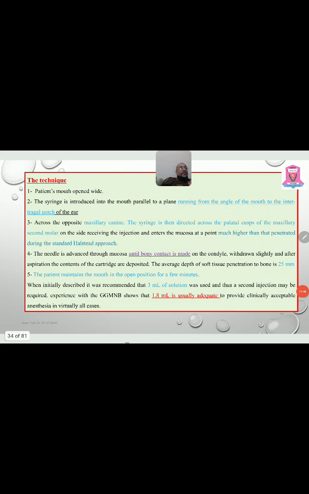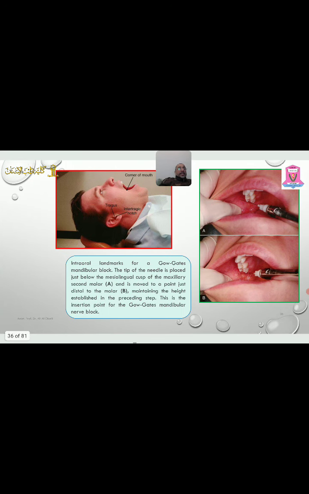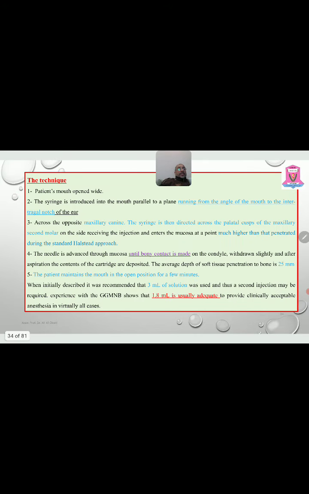التكنيك. احنا قلنا الهدف وين هنا؟ الكوندايل. The patient's mouth opened widely. The syringe is introduced into the mouth parallel to the plane, running from the angle of the mouth to the intertracheal notch area of the ear اللي هو هذا اللاين. من هذا تتخيل imaginary line من الكورنر إلى ال intertracheal notch of the ear.